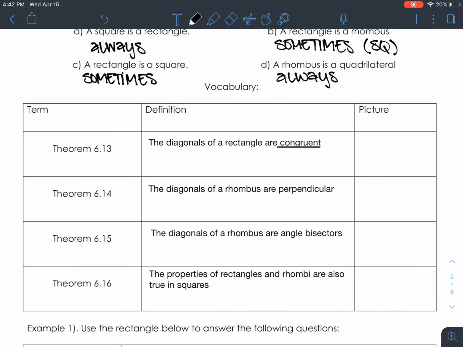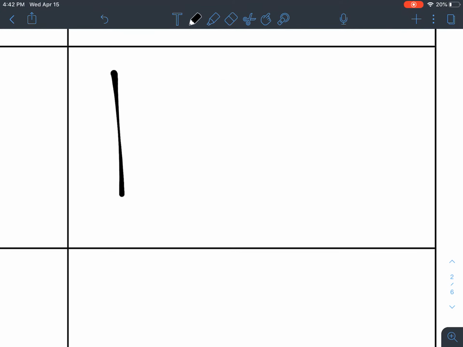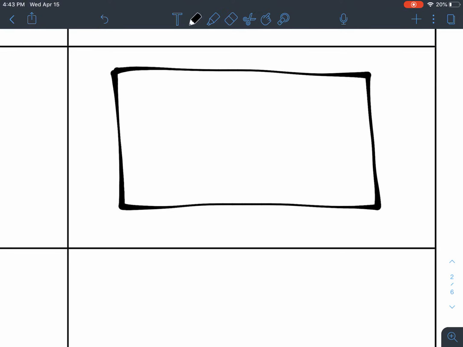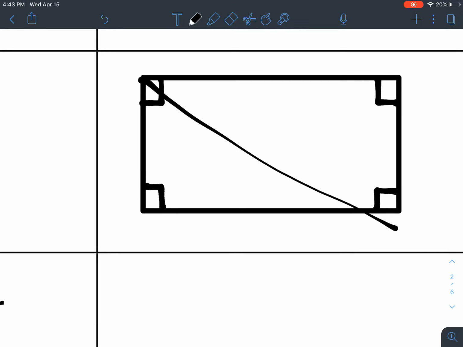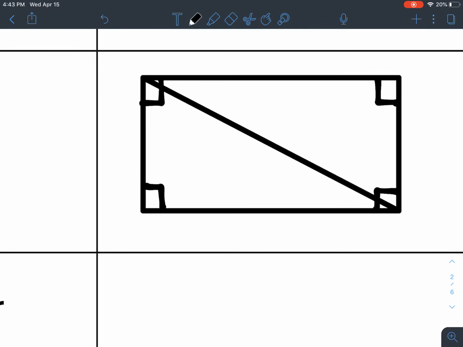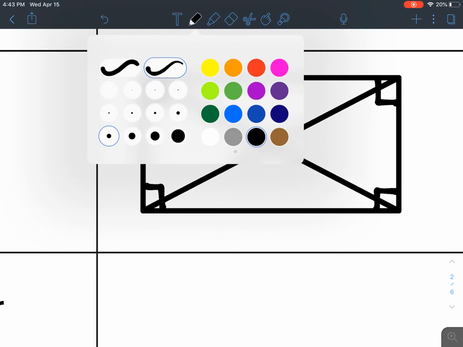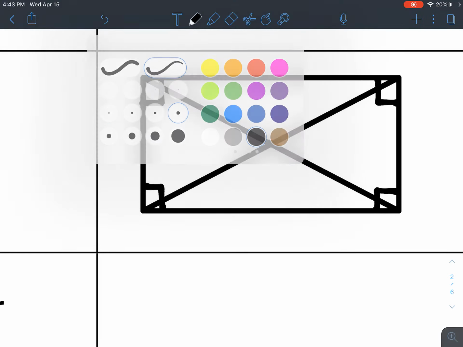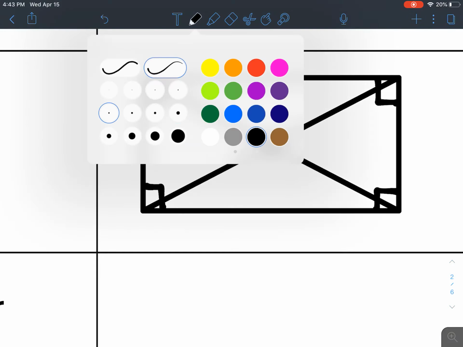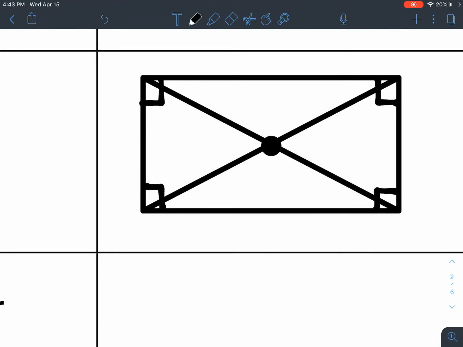So what I want us to do is draw a rectangle, and then go ahead and mark our right angles to show that it's a rectangle. Then go ahead and draw in your diagonals. Let's first talk about the fact that this is still a parallelogram. What do we know about the diagonals of a parallelogram? Well, they have to bisect each other.